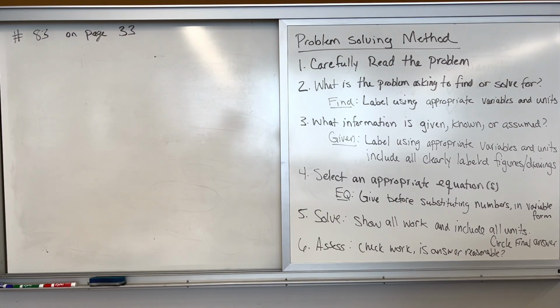This example problem is number 83, found on page 33 of the textbook. The problem reads, you decide to launch a ball vertically so that a friend located 45 meters above you can catch it. What is the minimum launch speed you can use? How long after the ball is launched will your friend catch it?